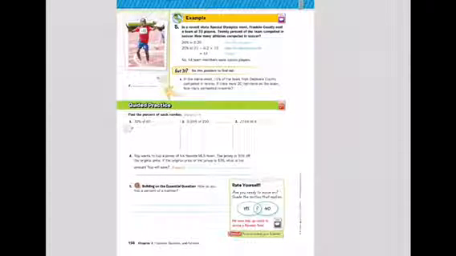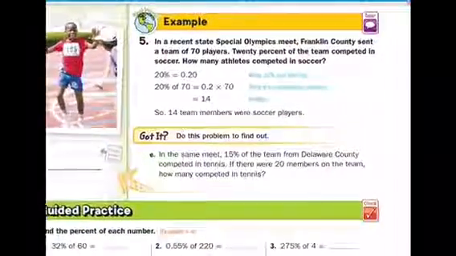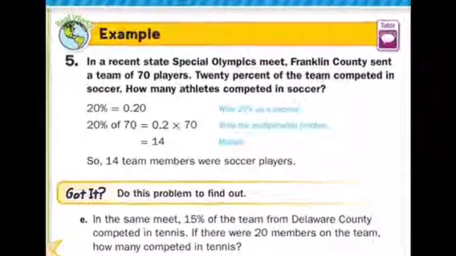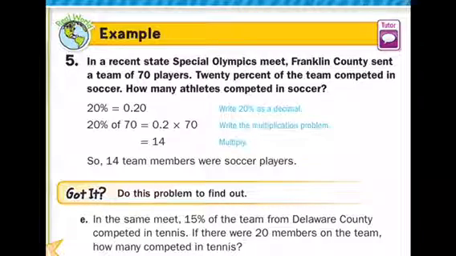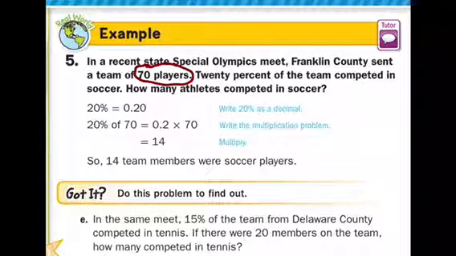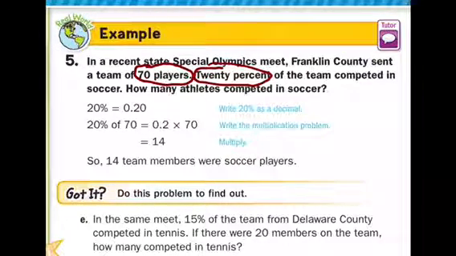Now the main thing, I know the problems are easy because you're using a calculator, but we want you to understand how to solve these word problems. So we'll read this one and then we'll start. First, it says, in a recent state Special Olympics meet, Franklin County sent a team of 70 players. I'm actually going to circle that there. Okay. 20% of the team competed in soccer. So I'm going to circle that too. 20% of the team competed in soccer. How many athletes competed in soccer? So let me underline that.